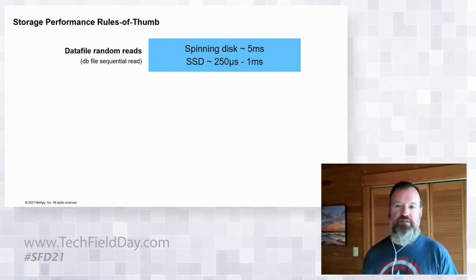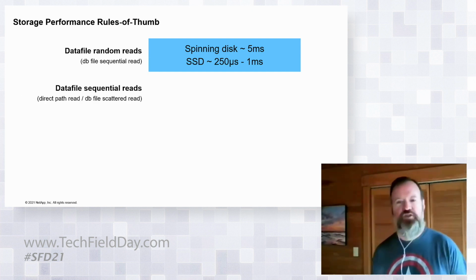If you have spinning disk, and a lot of people do, you could run payroll on spinning disk 15 years ago. You can still do it now. It's probably not worth the money. You might as well just get all SSD, but some databases are huge and not performance intensive. So spinning disk reads, you should have around 5 milliseconds. If it's an SSD, it should be between 250 microseconds and 1 millisecond. If it's not, something's a little fishy. Your storage array is overheated, the configuration's wrong.